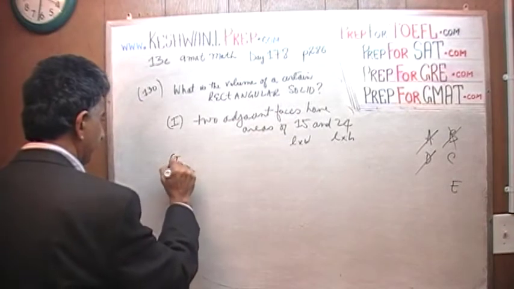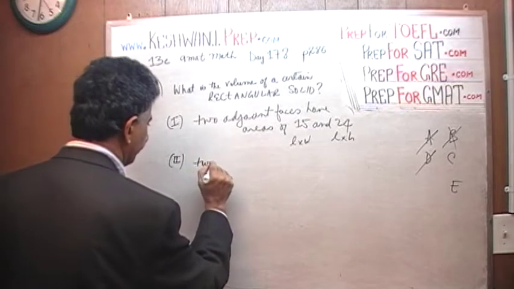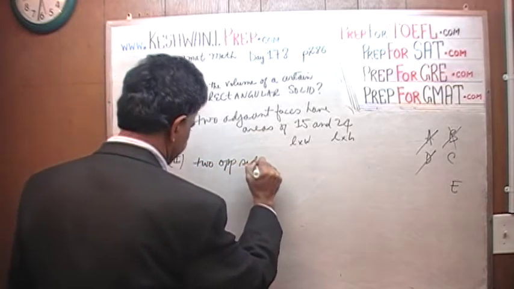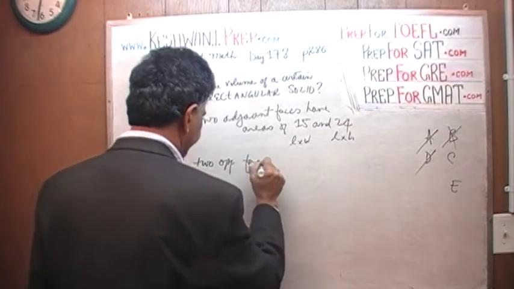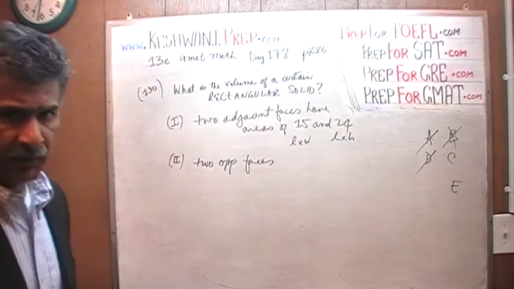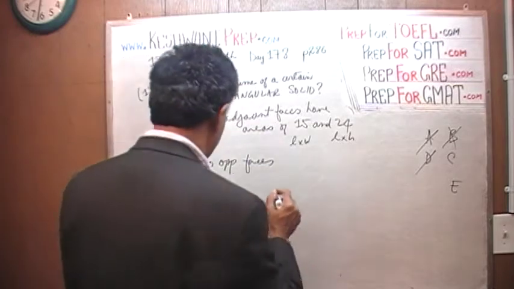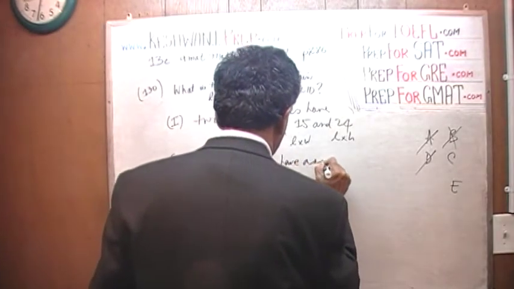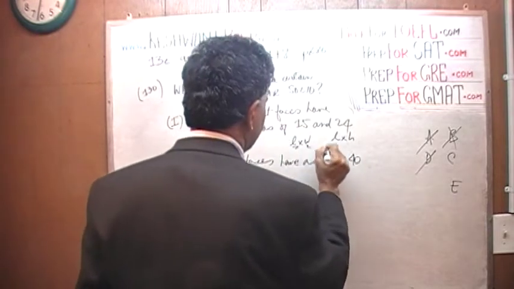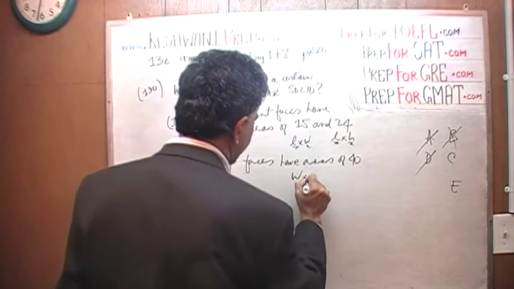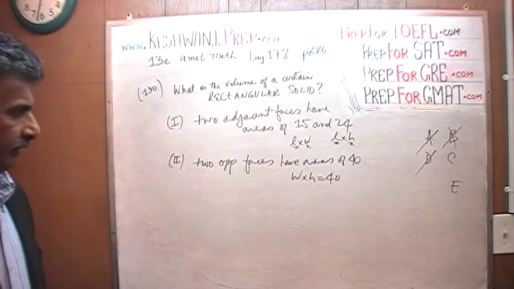And then the second part, they tell us that the two opposite faces, rather. Some people refer to these as sides, but the proper terminology is face, because side is considered the edges. Two opposite faces have areas of 40. So we have length and width, length and height. The width and height is 40. That's what it is here.